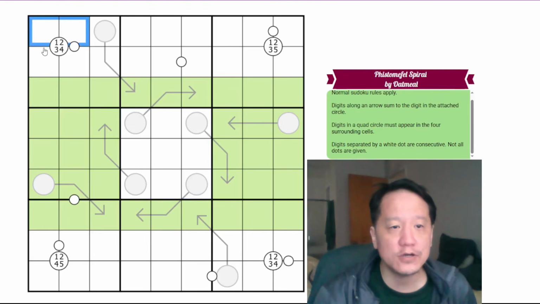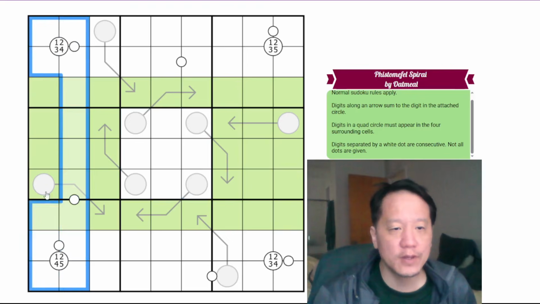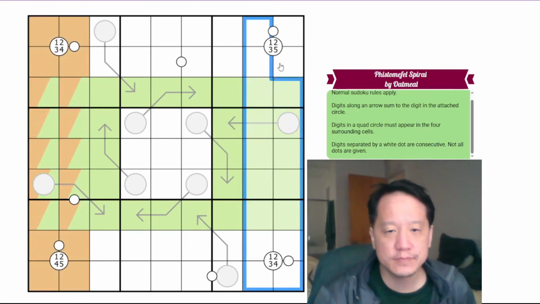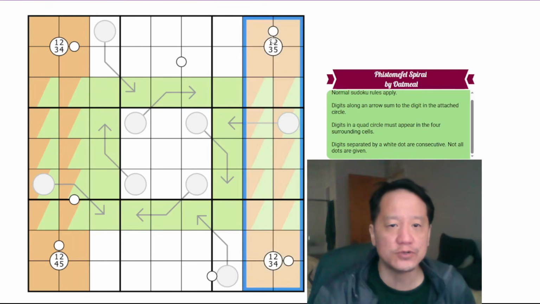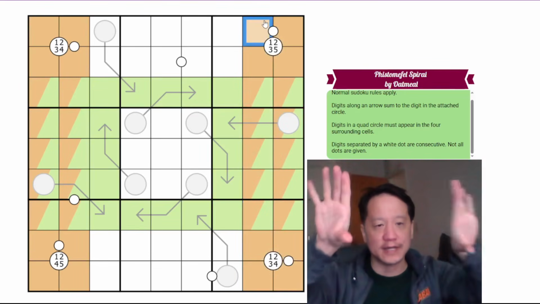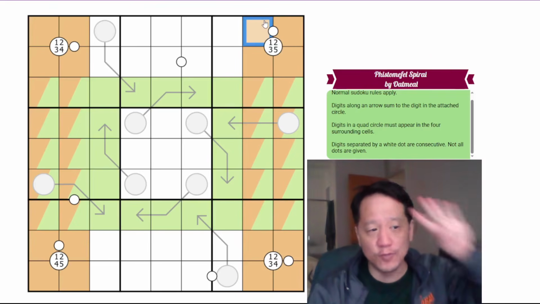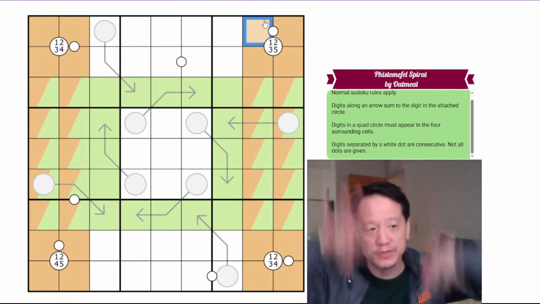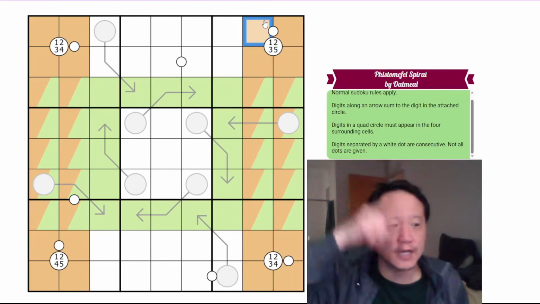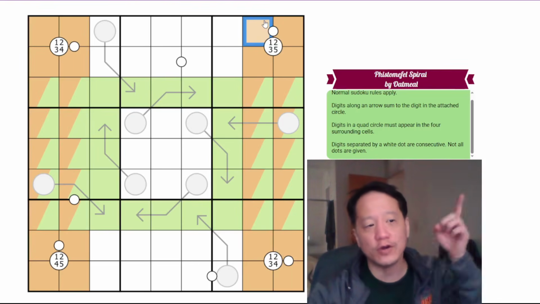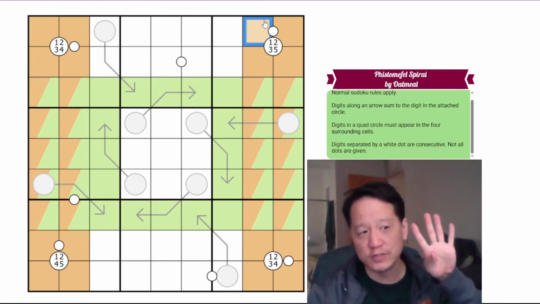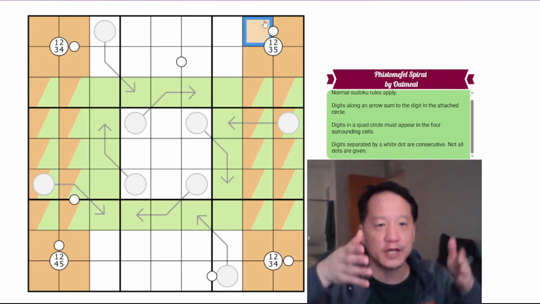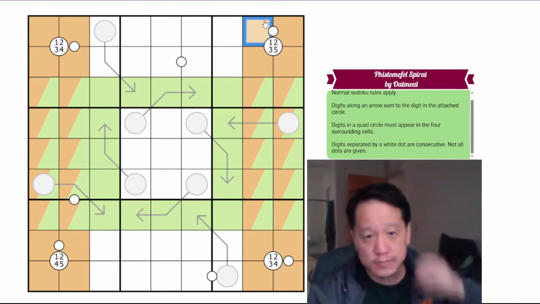Now let's take a look at columns 1, 2, and columns 8, 9. What are the digits in that combined set? It has to be 4 sets of the digits 1 through 9, right? Because it's 4 columns. And again, there are no repeats in any column. So therefore, you have 4 sets of the digits 1 through 9 in the green region and 4 sets of the digits 1 through 9 in the orange region.